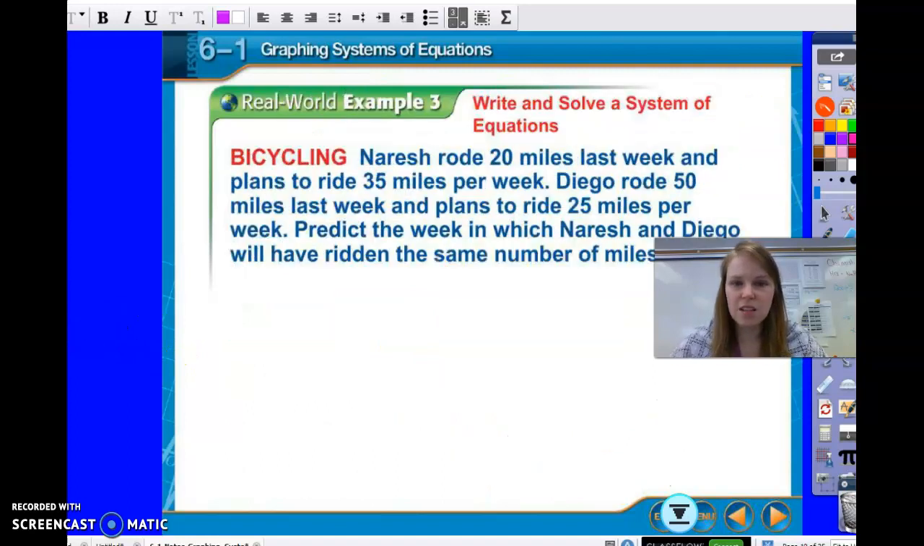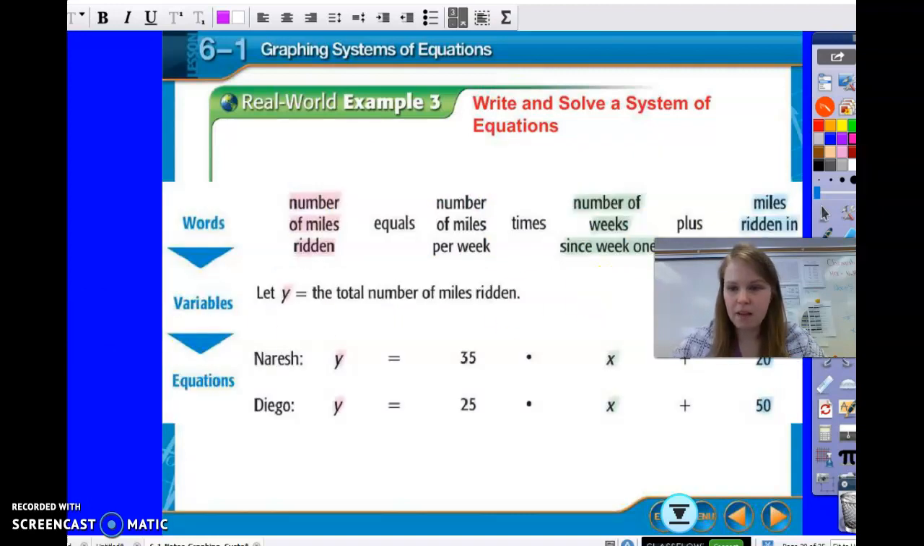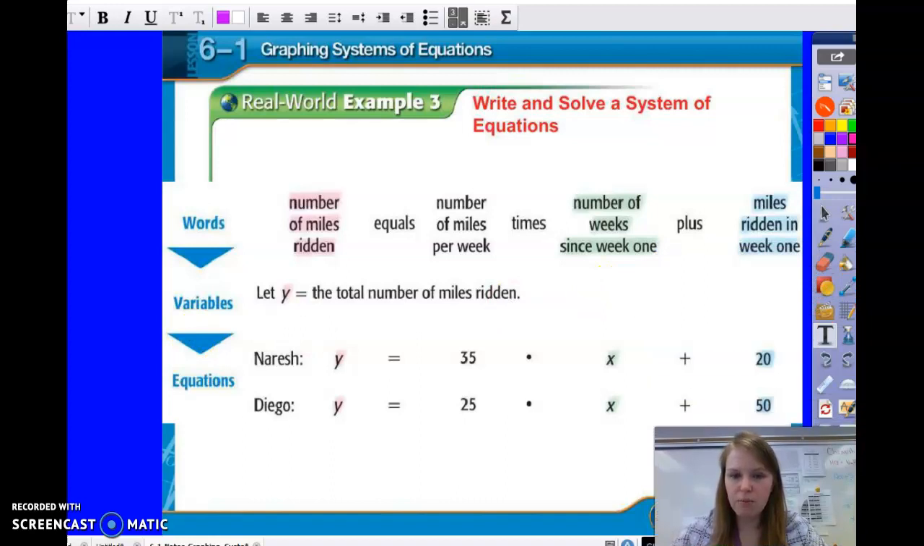Let's look at this example. So Naresh rode 20 miles last week, 35 miles per week after that. Diego, 50 miles last week, 25 miles per week after that. So our job is to write a system of equations and graph it. So here's how the book chose to write those equations. So we did 35 miles per week times the number of weeks plus the number that was already done in week 1. So Diego, 25 per week plus 50 to start out with.